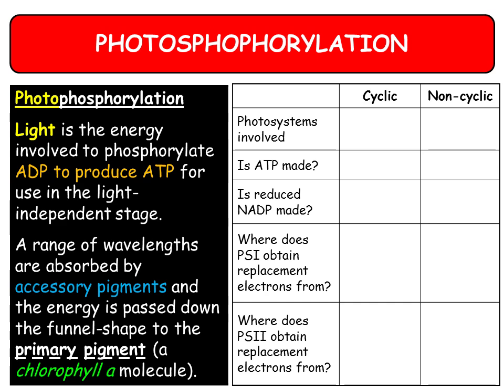Light energy that is absorbed by the photosystems is used to combine ADP and a phosphate group to produce ATP. This process is called photophosphorylation. And there are two types of photophosphorylation: cyclic photophosphorylation and non-cyclic photophosphorylation.